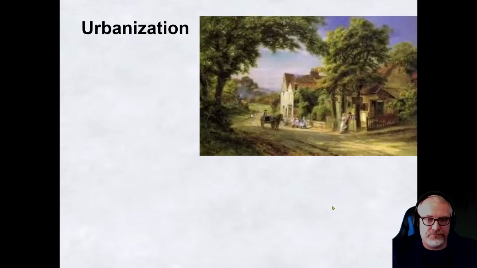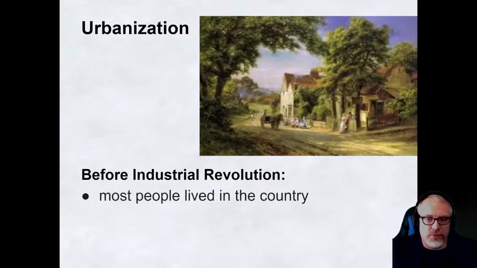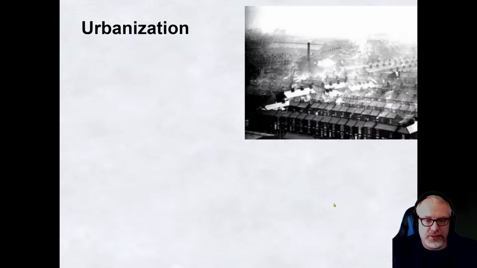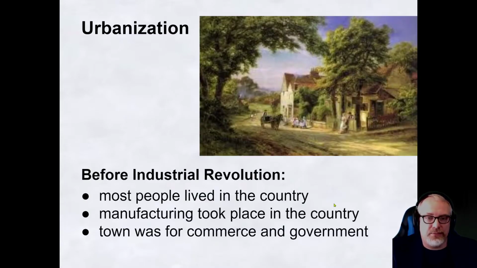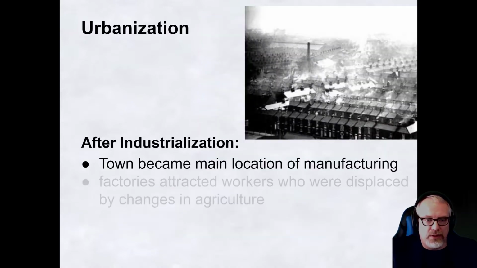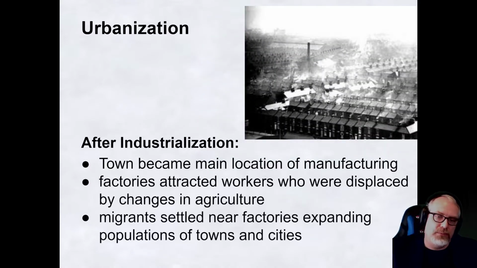So urbanization. Before the Industrial Revolution, most people lived in the country, like 95% of the people did. Manufacturing took place in the country, and town was for commerce and government. So you'd go to town to do trading, maybe to go to church, and then if you had some sort of legal issue.